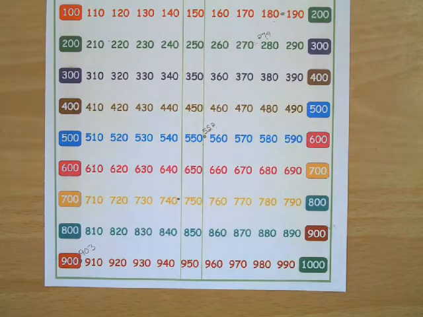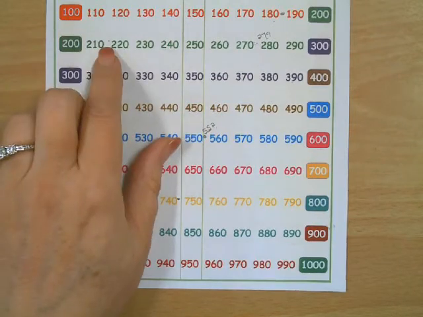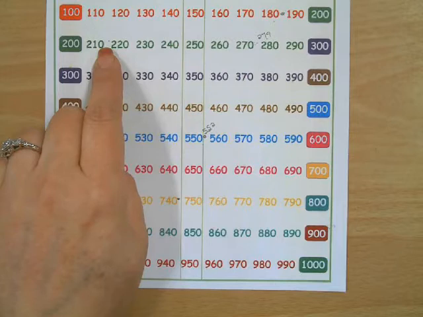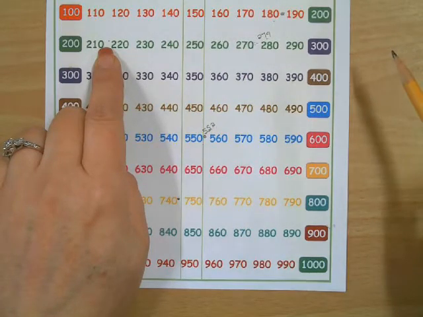Get your colored marker. Okay, does everybody agree with that? She's saying it's between 210 and 220. She's saying it's right here. Does everybody agree with that? Yes. Yes. Okay. Now, remember, we're rounding to the closest 100, not the closest 10.